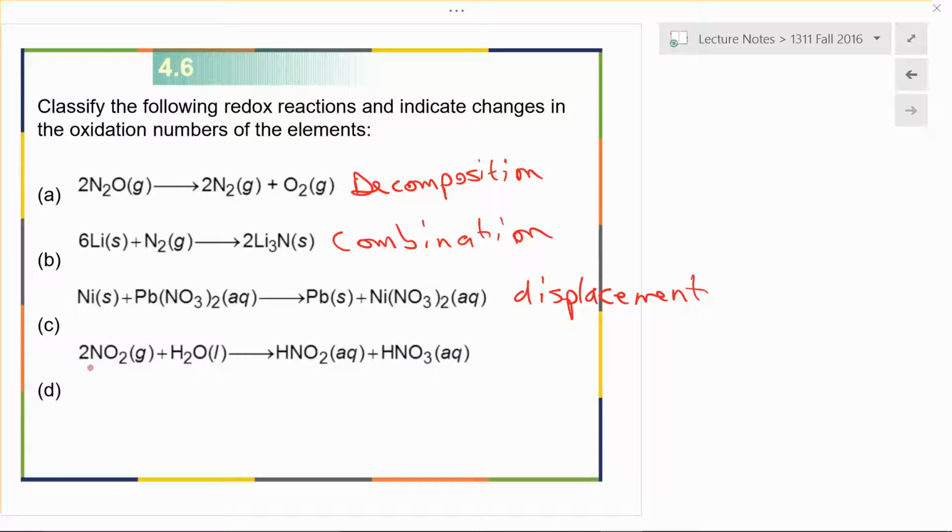Okay, this is the clue. How many nitrogens do I have over here? Okay. And those two nitrogens, do they go to the same thing or to different things? Two different things, right?